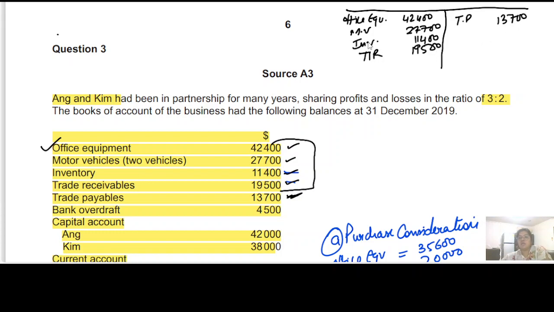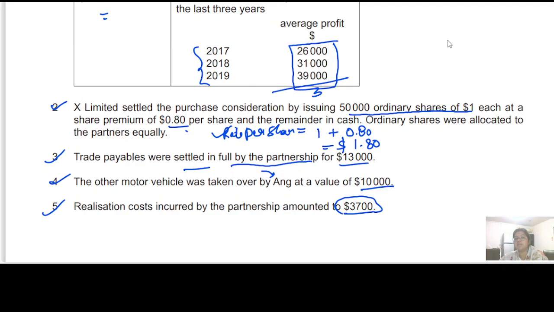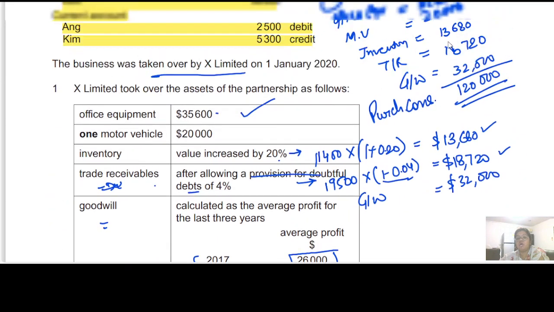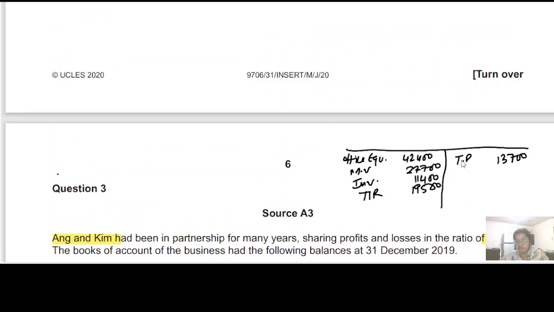Now in this realization account, just remember this thing: no need to record cash, no need to record bank, no need to record bank OD, and no need to record capital and current account balance. Except that, every asset and every liability you have to record. Now moving forward, in the third point they said trade payable was settled in full. So 13,000 they are settling for trade payable. If we are going to pay a liability, we just write bank, trade payable 13,000.